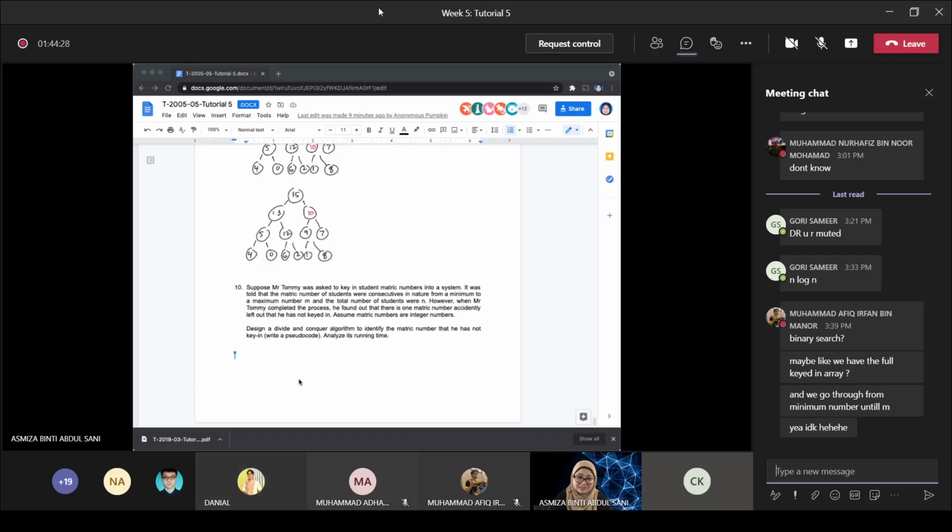Anybody else got a different way to do it? So basically you sort it and then you check whether the current number +1, whether the next number is equal or not equal. And then you should be able to find what is the missing number, right? If it is a sorted array. Yeah. Okay, so that is one way. Anybody got a different way?